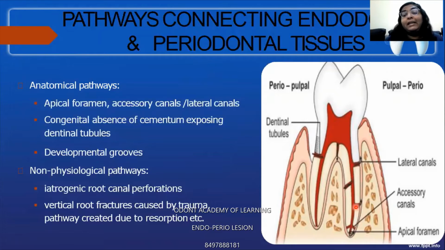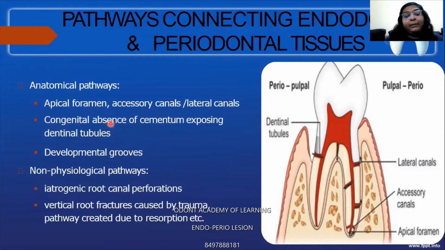You find this in abundance. So this area is very important. It holds a lot of significance when it comes to the treatment of endoperio lesions. The congenital absence of cementum exposes the dentinal tubules. Therefore, the penetration of any kind of exchange between the pulp and the periodontium becomes quite easy when there is absence of cementum. And yes, developmental grooves as well, which are present on the tooth structure, are also a type of anatomical pathway.